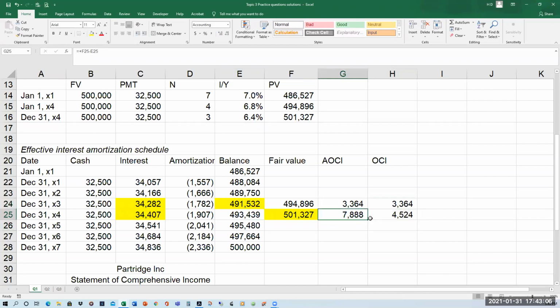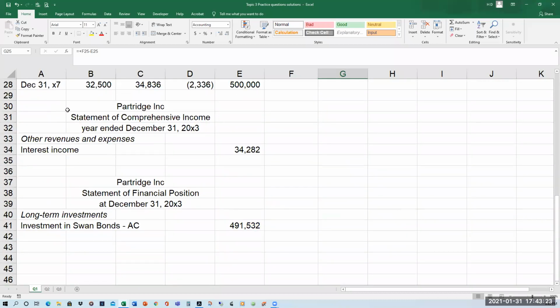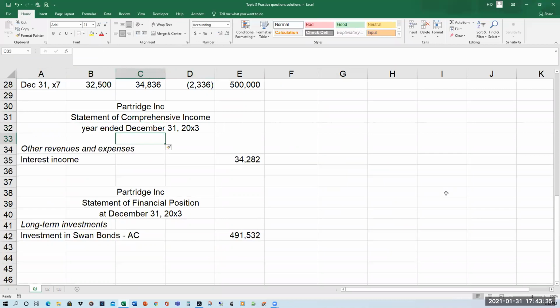So we can actually record the total $7,888 as being the other comprehensive income for the investment in Swan bonds for the year 2004 in other comprehensive income. So let's see what happens in year 3. Maybe it's not a bad idea if I showed the numbers comparatively. So here goes. We'll make 2 columns.